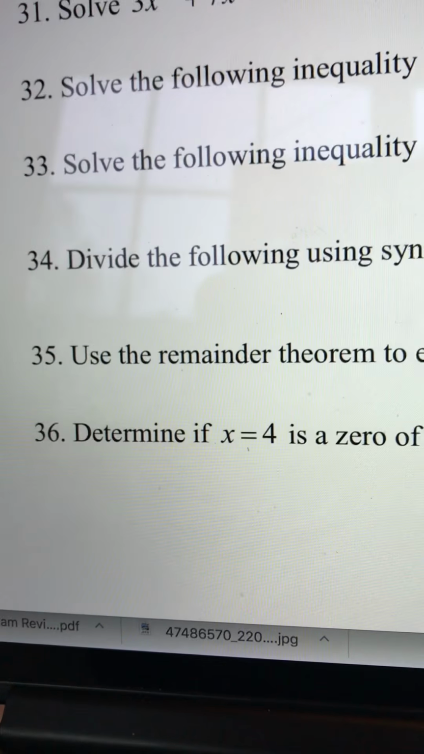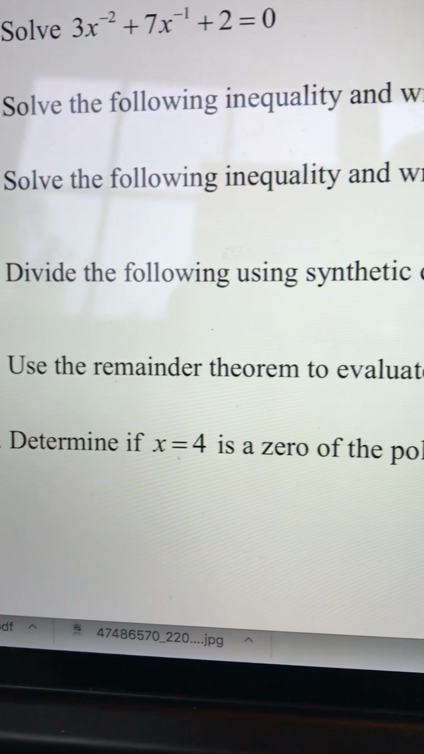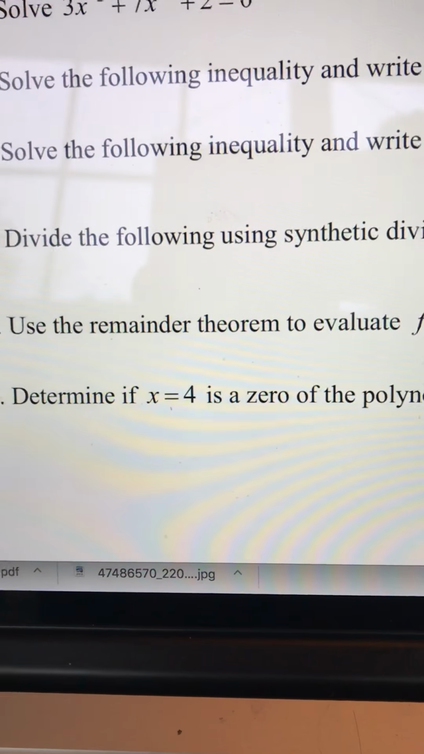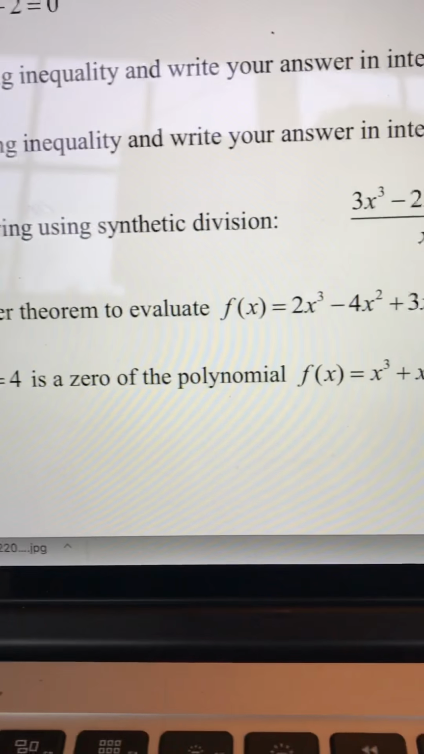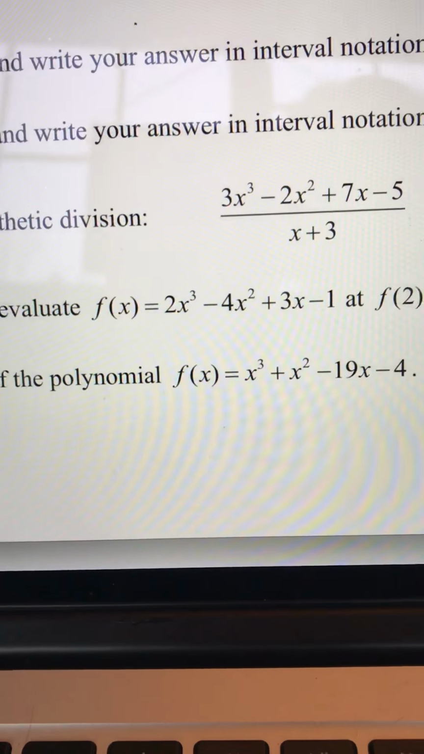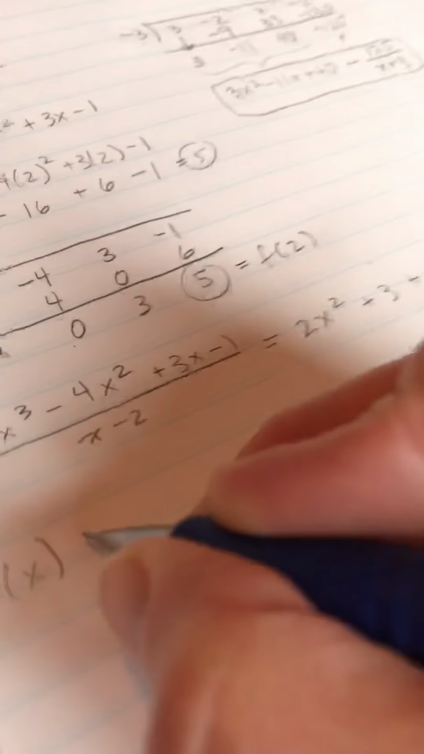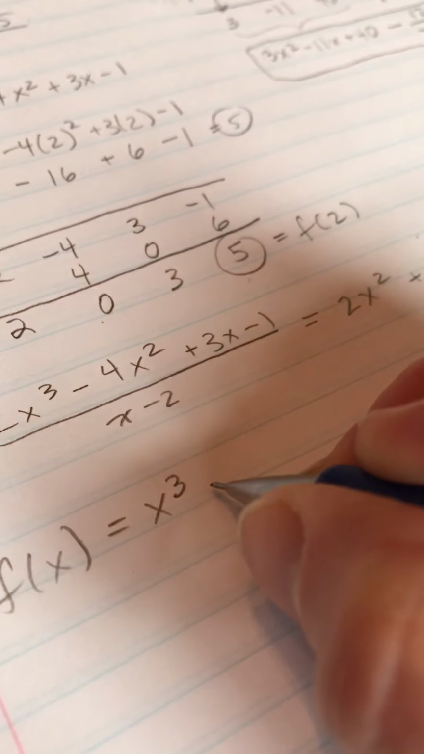The other application is to determine if a number is a 0 of a polynomial. So that's where you're looking at, is the remainder 0 when you divide, in this case, by x minus 4. If you get 0 for remainder, then that means x minus 4 is a factor, and then x equals 4 would be a 0. Okay, so this polynomial is f of x equals x cubed plus x squared minus 19x minus 4, and the question is, is x equal 4 a 0?